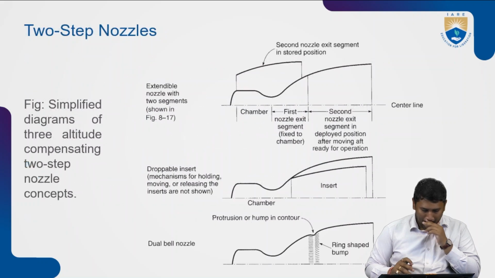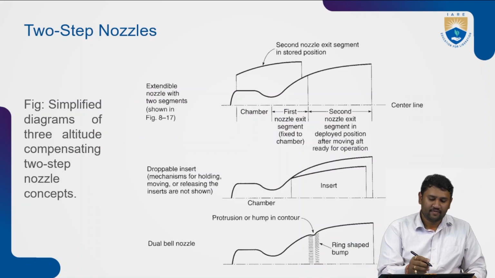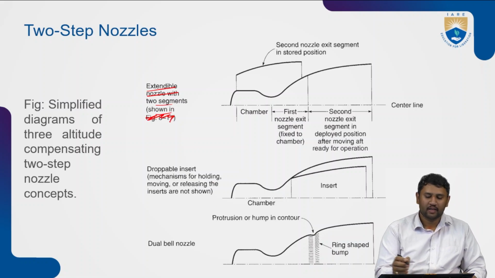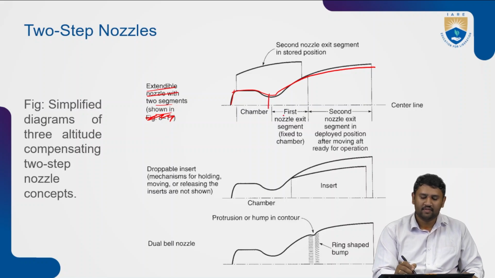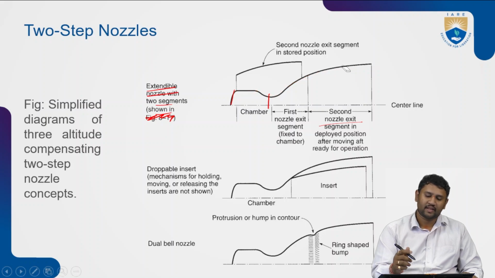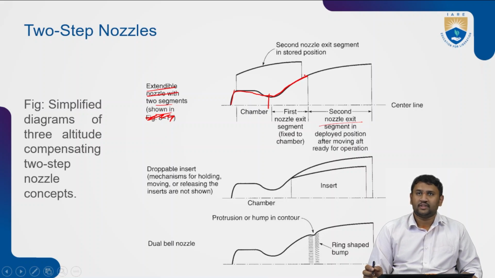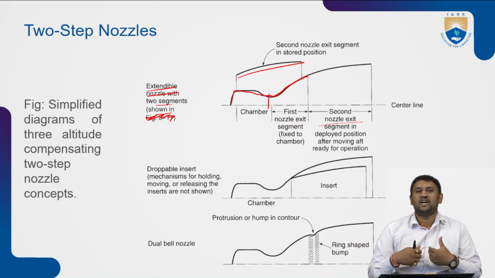Let me just write. Now, what happens under this is basically first an extendable nozzle with 2 segments. Right? What happens? This is my primary chamber, where this is my chamber, my first nozzle exit segment, and this will be my second. Initially, there will be a short nozzle that is being kept, and this will be my second nozzle part that is being stored under stowage until the rocket gets to a certain altitude.